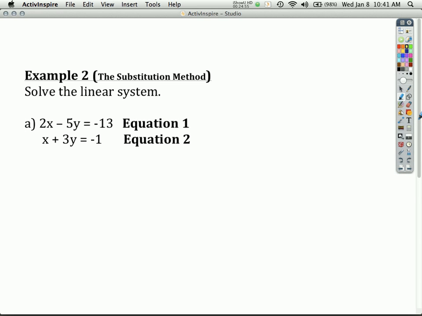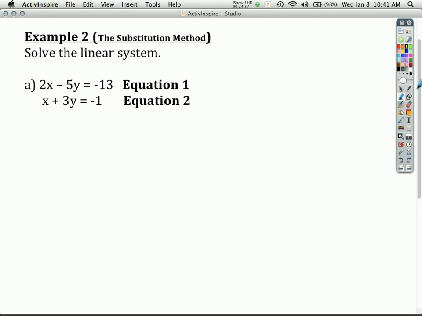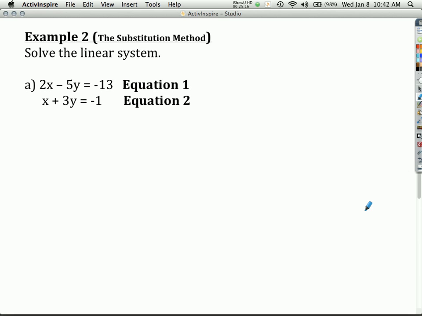So now we're going to use substitution to solve the linear system. You don't have to write equation 1, equation 2. I just put that there so we're all looking at the same thing and we're naming them the same way. So step 1, as we just learned, says to isolate one of the equations. Which one should we isolate?